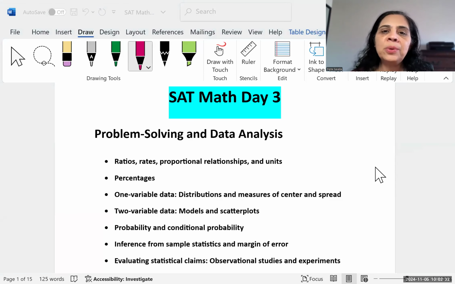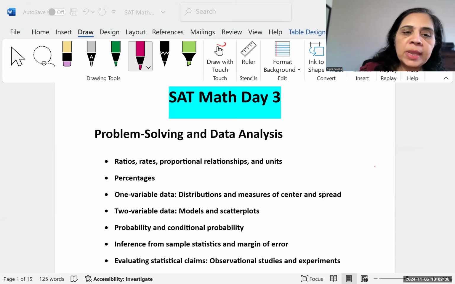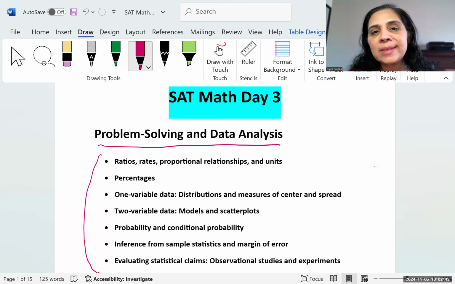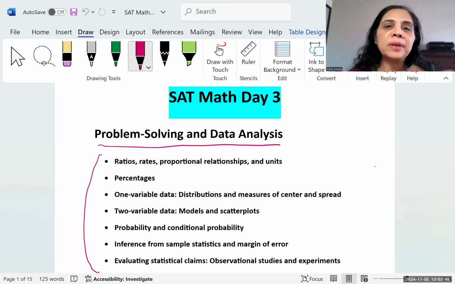Hello everyone. So in today's lesson, we will do digital asset math. Third concept we have is problem solving in data analysis. I will cover all these different concepts here, taking 25 questions, easy to high level. So you will see all different type of level questions. I will show you different strategy for each question, how to get correct answer quickly.